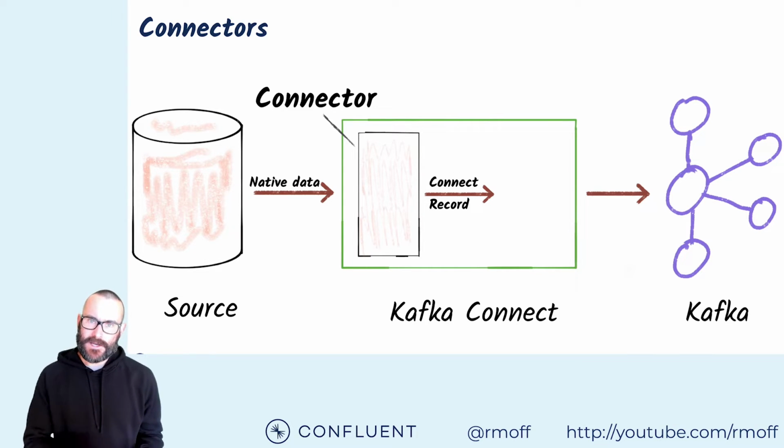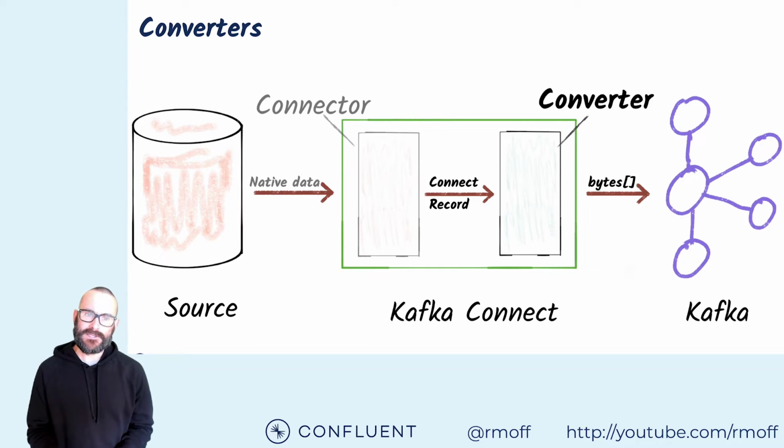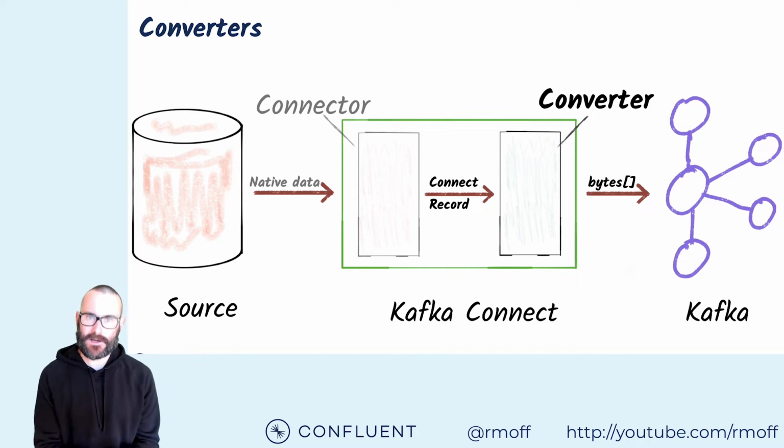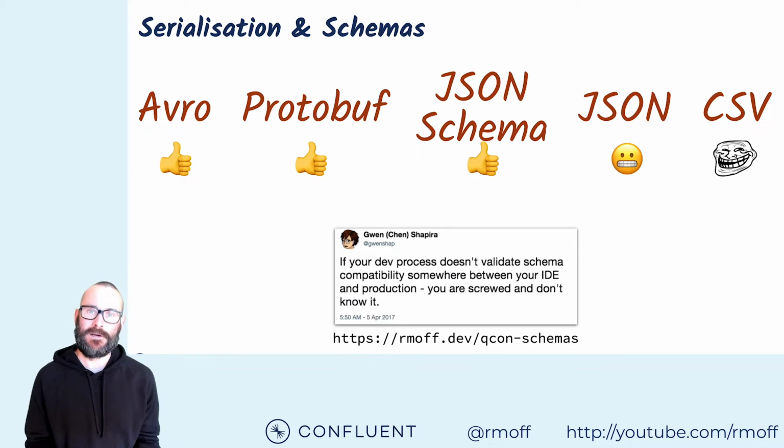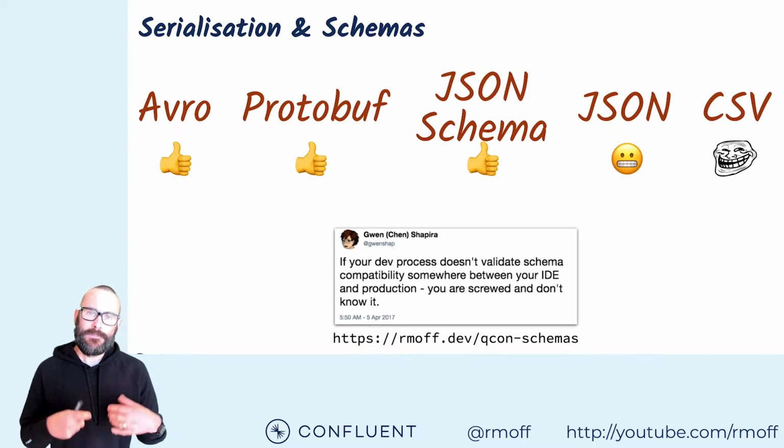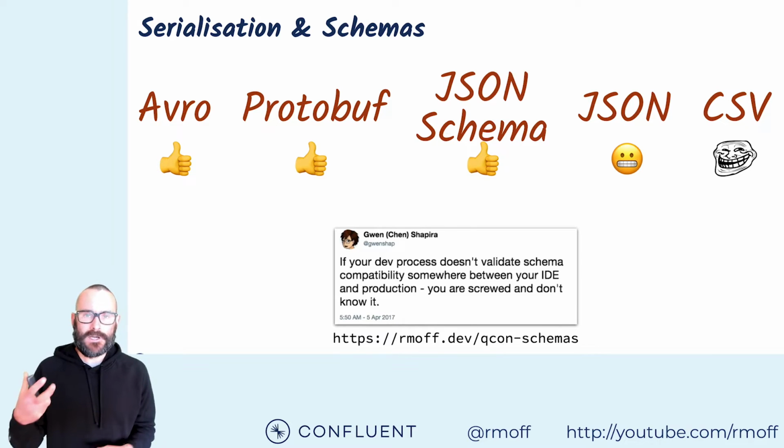Taking that data and writing it into Kafka is the job of the next plugin. And this is the converter plugin. So when we write data to Kafka, it's written as just bytes. We just write bytes to Kafka topics. Kafka is not opinionated about how we serialize that data. I am opinionated about how you serialize that data. You should be opinionated about how you serialize that data, because there are good ways to do it and there are less good ways to do it.